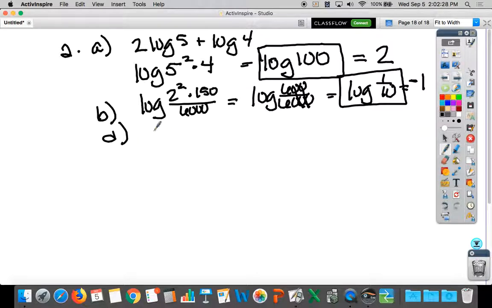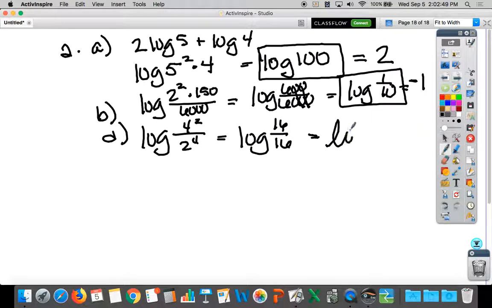All right, let's look at D. So you had 2 log to the 4th minus 4 log to the 2nd. So that would be log 4 squared over 2 to the 4th, which is log 16 over 16, which is log 1, which turns out to be 0. All right, so any questions on those?